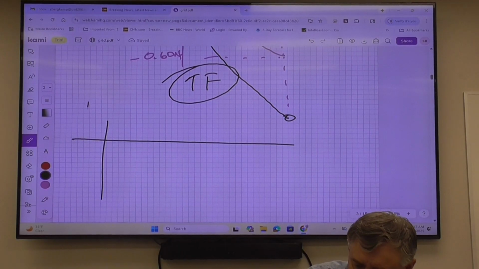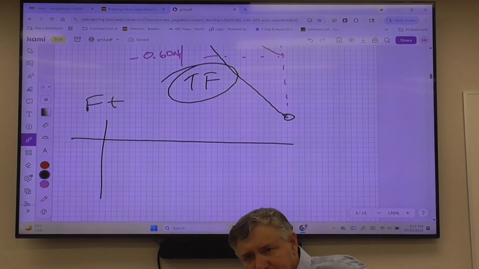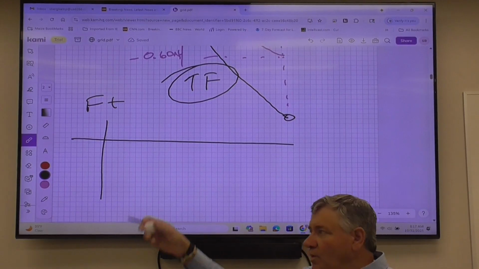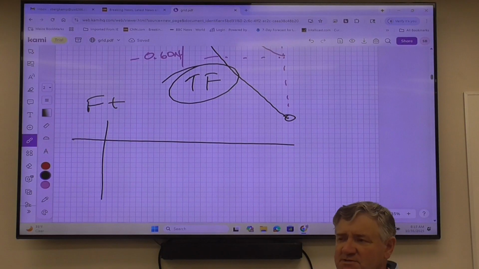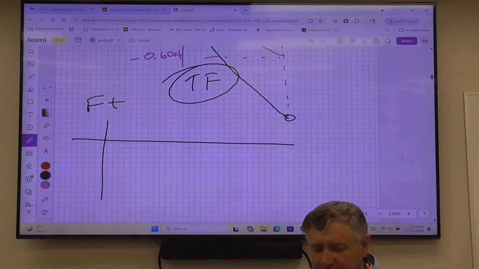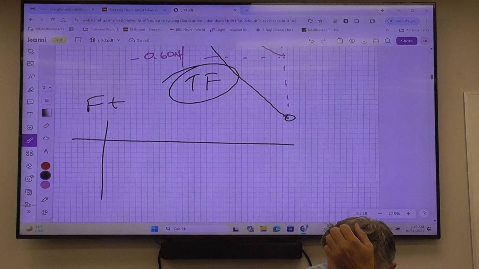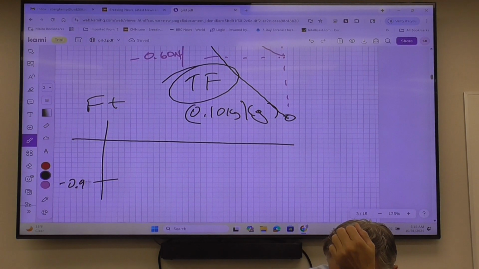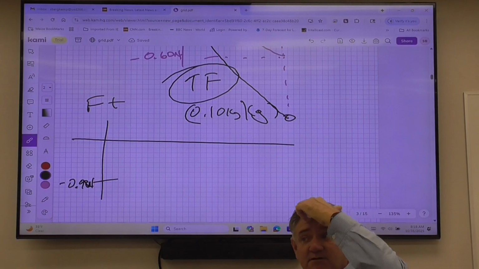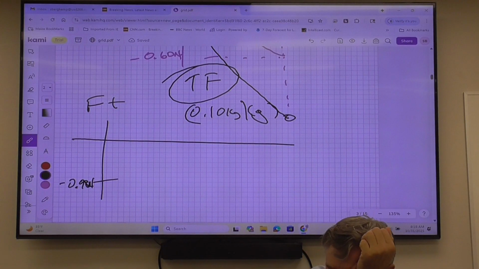New graph. Force time. Okay? So when I drop Hank, let go of him, what's the only force acting on Hank? Gravity. And assuming Hank has a mass of 0.1 kilograms, I multiply that by g, and I'm going to get negative 0.98 newtons. Now, according to Dillon's oracle, Hank fell 0.61 seconds, right?